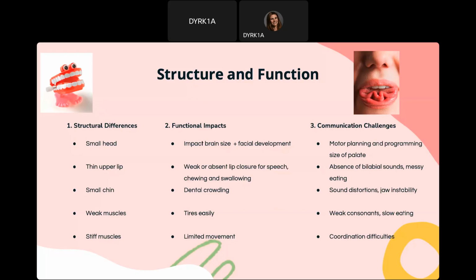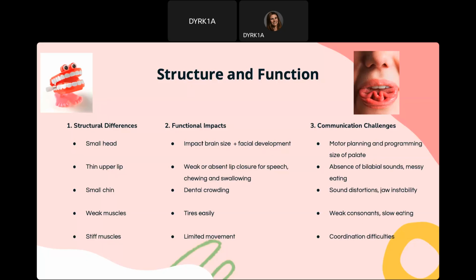So we also have structural differences in DYRK1A, weak muscles. So we might fatigue easily. This can be slow eating, that it's very effortful to eat. It's also very effortful to speak. And this is something that I want any therapist you work with to understand, that this is hard work for these kids. It's extremely hard. So we need to adjust expectations, celebrate, be cheerleaders, because this is very hard work.